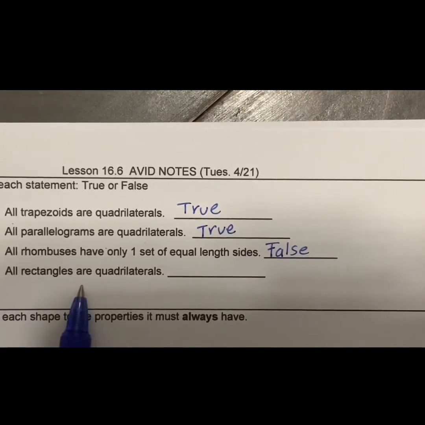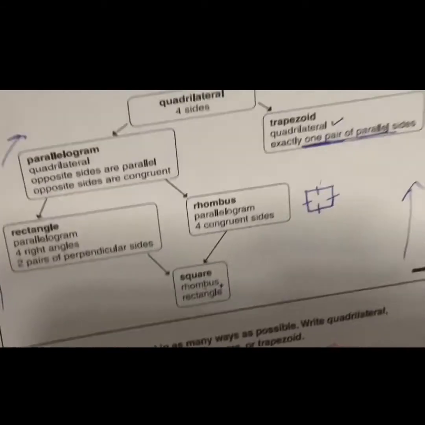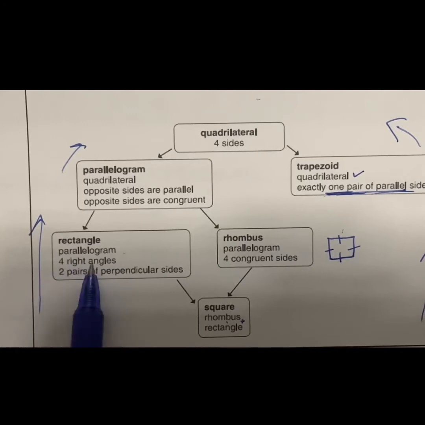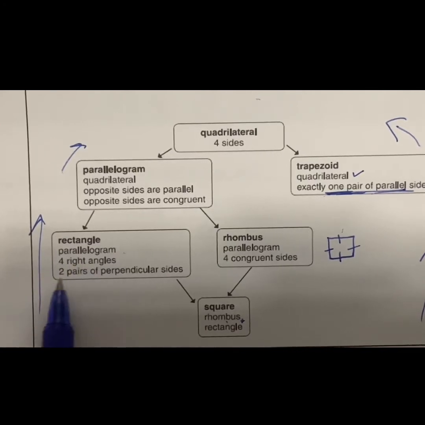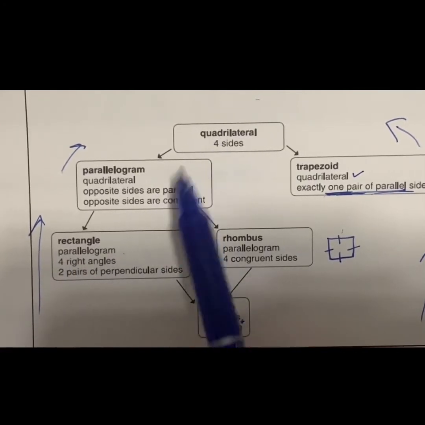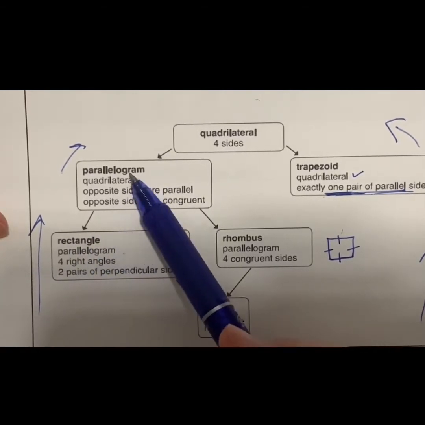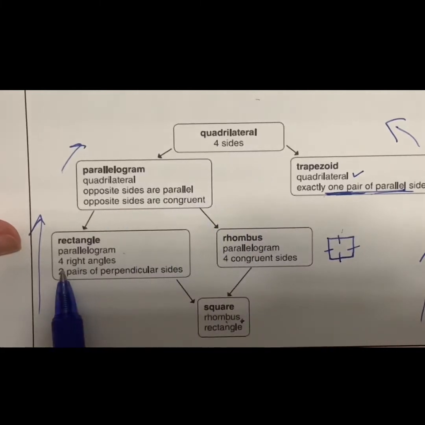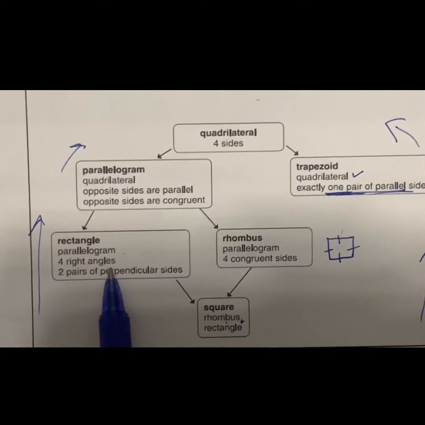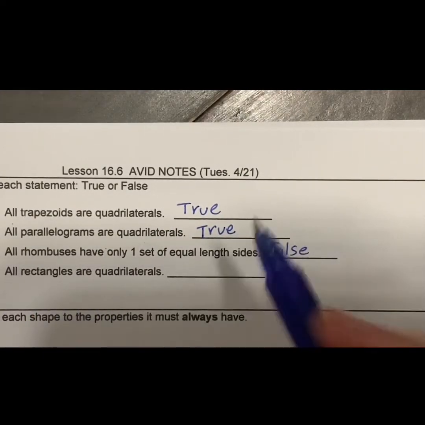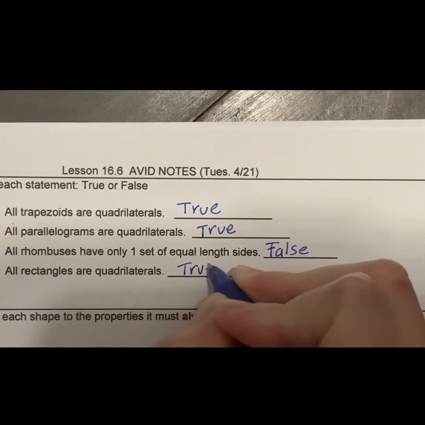Let's see, all rectangles are quadrilaterals. Look at the rectangle and it says that all rectangles have to be parallelograms, and they have to be quadrilaterals. See, when you're going up, in order to be a rectangle, it has to be a parallelogram or quadrilateral. But this quadrilateral has to have 4 right angles and 2 pairs of perpendicular sides. So all rectangles are quadrilaterals, and that is true.